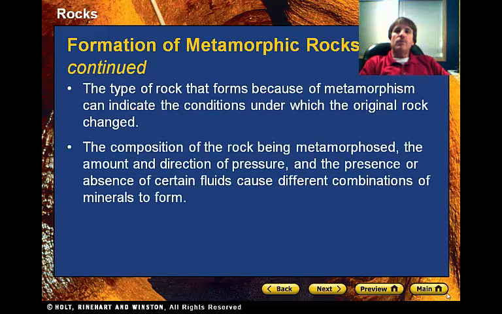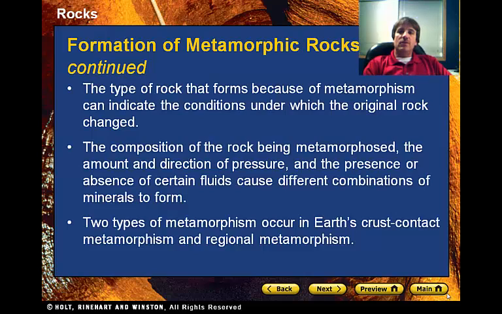The type of rock that forms under metamorphism can indicate the conditions under which the rock changed. So according to what type of rock it comes out as, we can look at that rock and say, okay, this must have happened when this was going on. The composition of the rock being metamorphosed, the amount and direction of pressure, and the presence of certain fluids all tell us which minerals formed, meaning what happened to the rock. It's a way for us to find a history of the rock and know what happened to it.